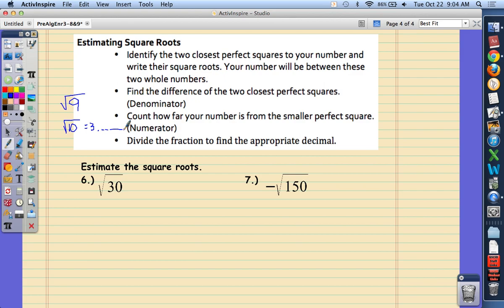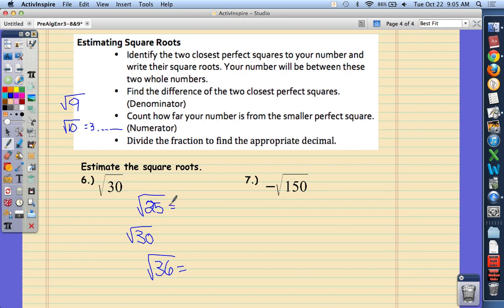So first thing you're going to do is identify the two closest perfect squares to your number and write their square roots. So if my square root is 30, the two closest perfect squares to your number would be 36. I'm going to do the higher below it and the lower number above it. And the lower perfect square would be 25, right? It says, and find their square roots. So these are the two closest numbers. I put the number above it, the number that would be higher below, and the number that would be lower above.